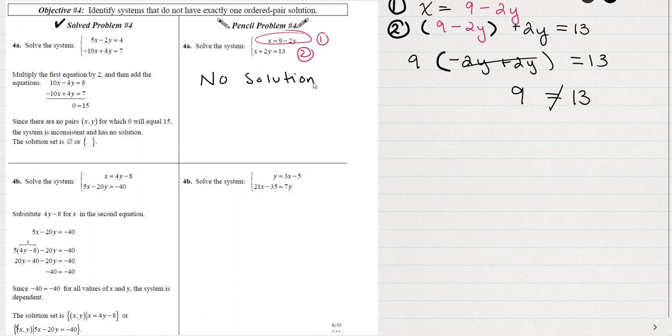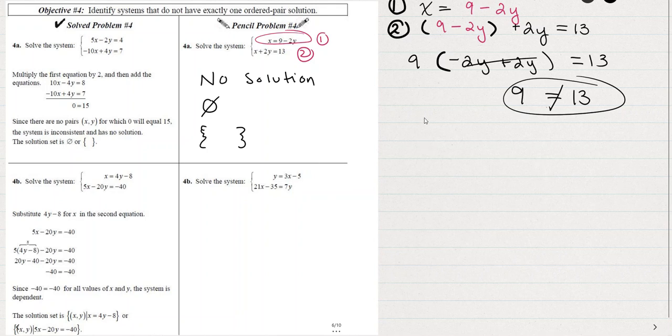You could just write no solution, or we could write the solution as the empty set, the null set, or we could write an actual empty set. So here's our brackets and there's nothing in it. But notice that this is no solution because we get an untrue statement. Let's try this next one for y equals 3x minus 5.